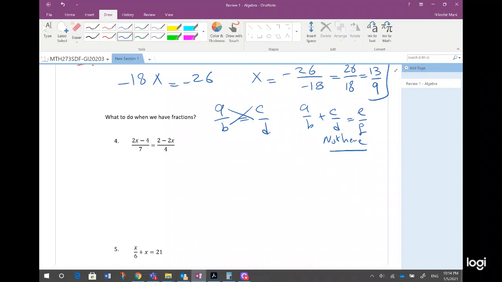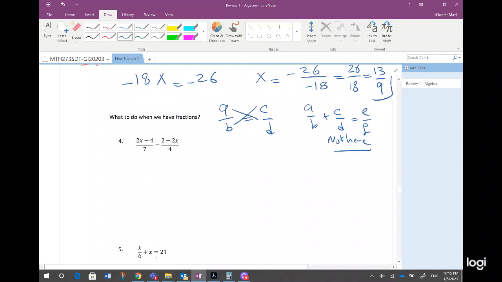Just use this chance, because when you have one ratio one side, another ratio the other side, you can do cross multiplication. Here you cannot do cross multiplication, because you have plus. You have something plus something else. So you can't.